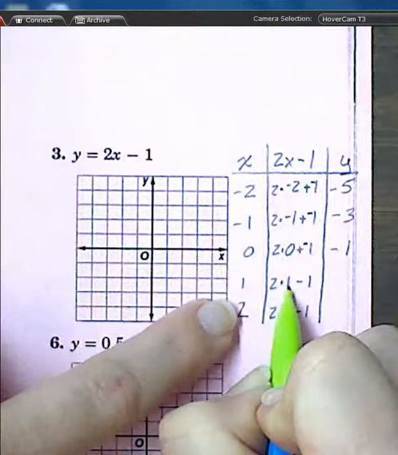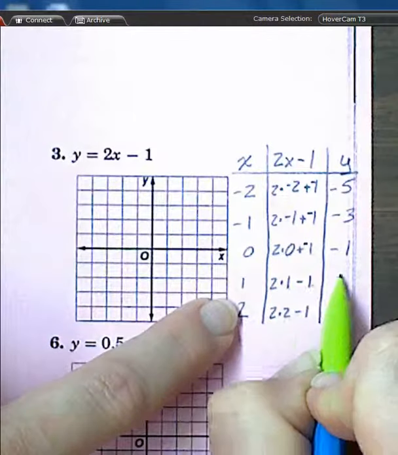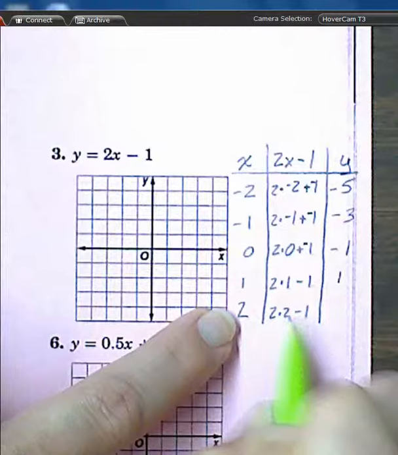2 times 1 is? 2. Take away 1 is? 1. 2 times 2 is? 4. Take away 1 is? 3.